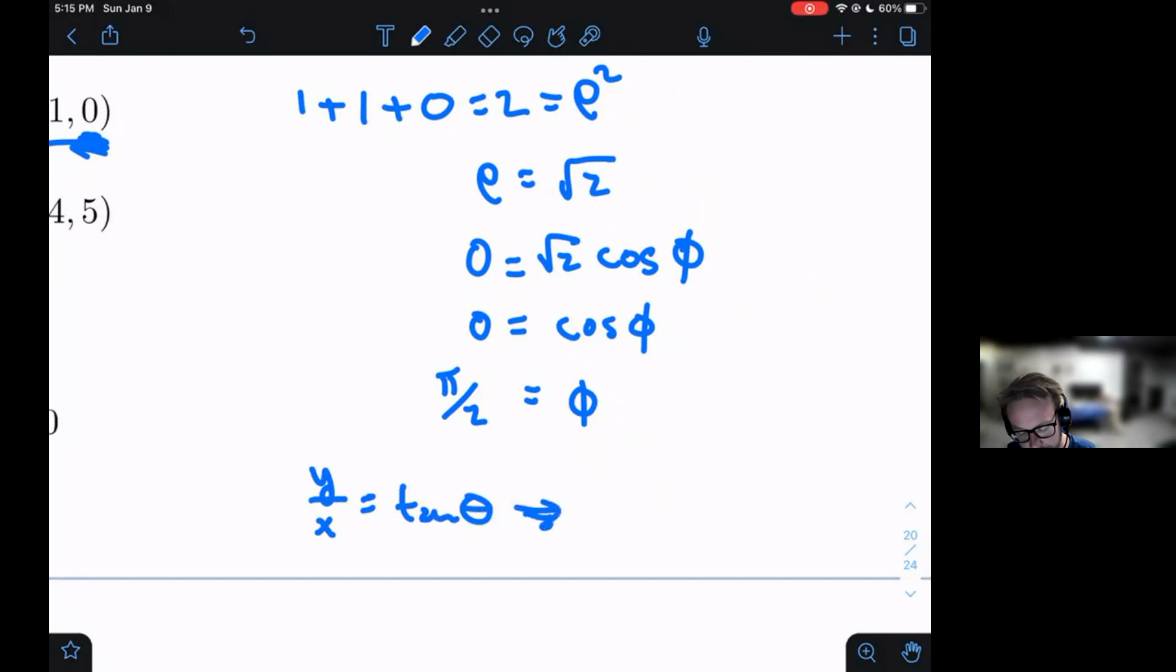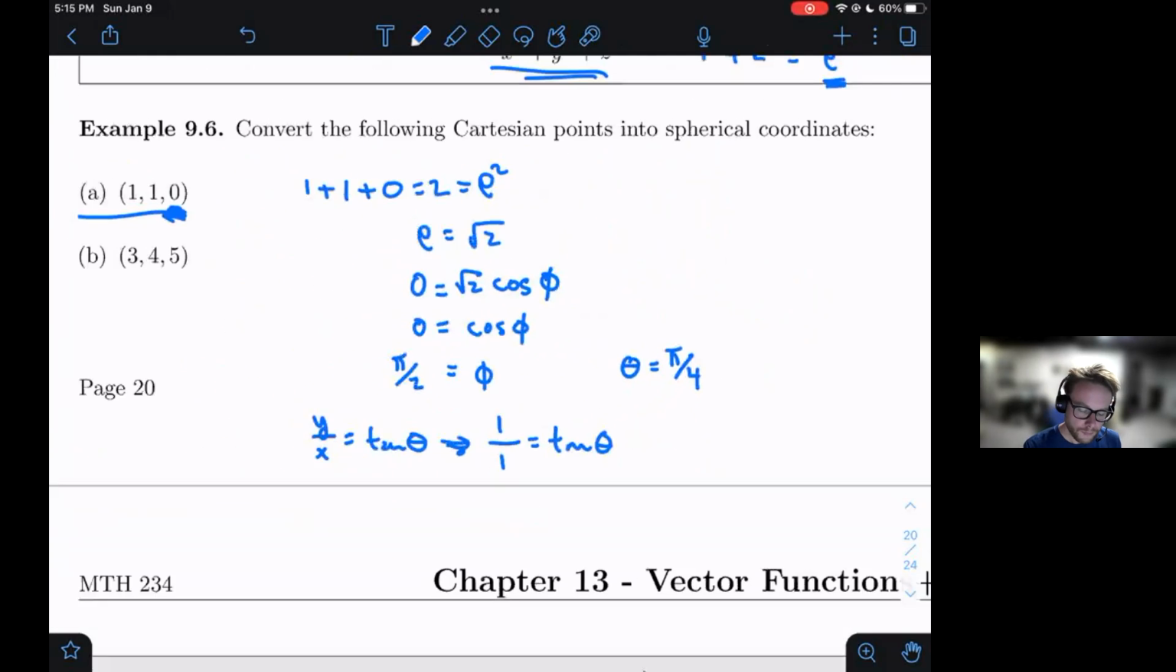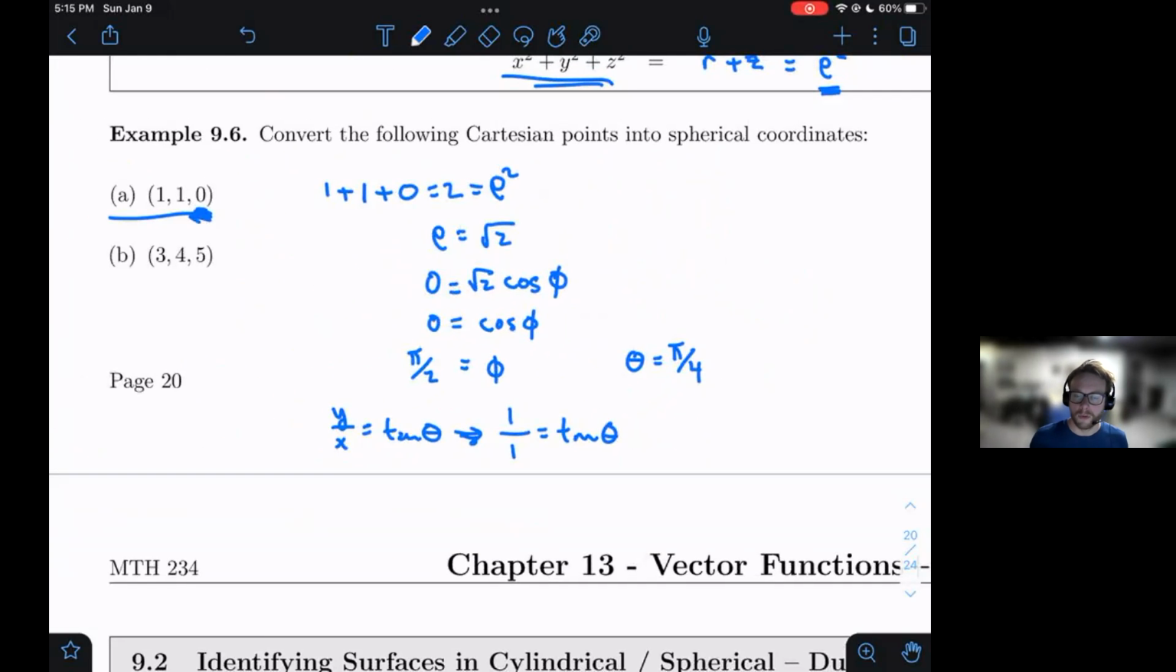And so in this case, our y is 1, our x is 1. So we're looking for a place where tangent of theta is equal to 1. And that's only going to happen when theta is equal to pi over 4, at least in that first coordinate there. Of course, it will happen later on. But with a positive rho, this is the only place in 0 to 2 pi to get this 1, 1, 0 to work out.